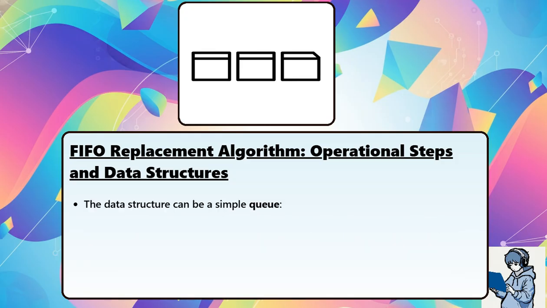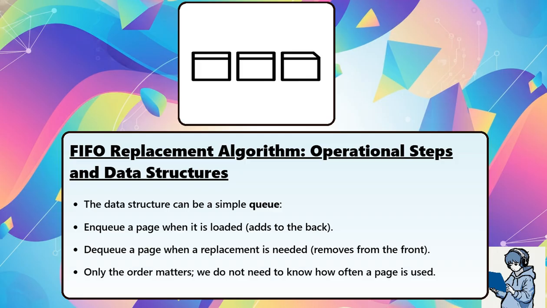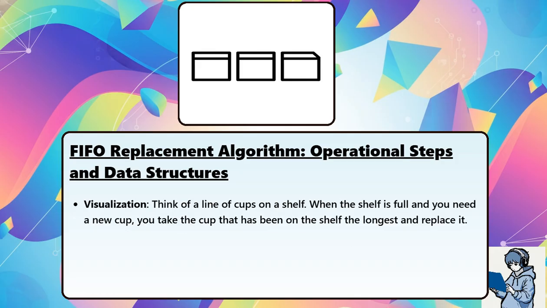The data structure can be a simple queue. Enqueue a page when it is loaded, which adds it to the back. Dequeue a page when a replacement is needed, which removes it from the front. Only the order matters. We do not need to know how often a page is used. Visualization: think of a line of cups on a shelf. When the shelf is full and you need a new cup, you take the cup that has been on the shelf the longest and replace it.